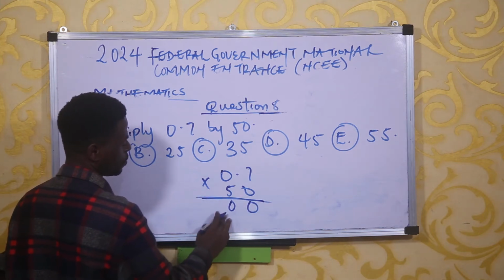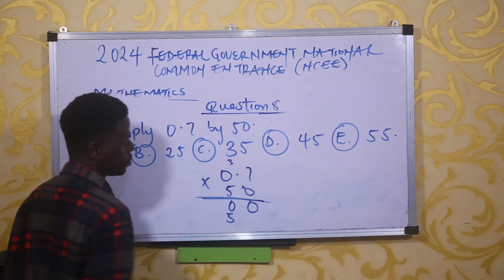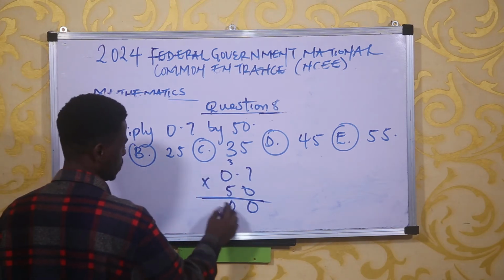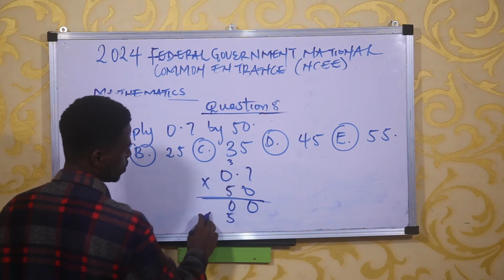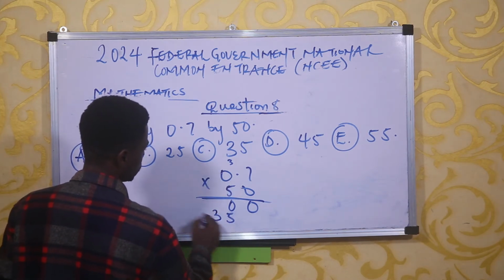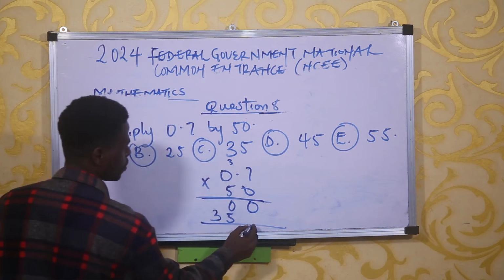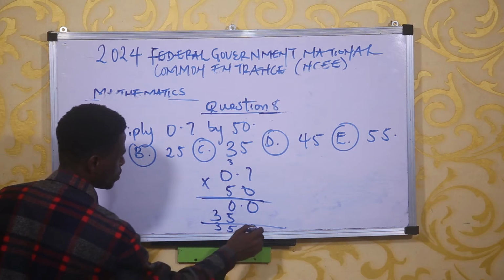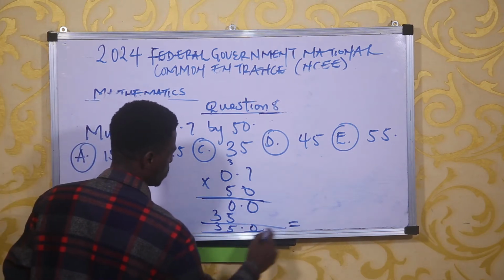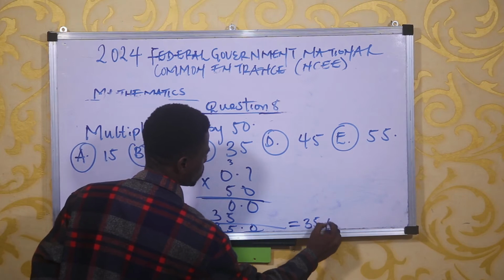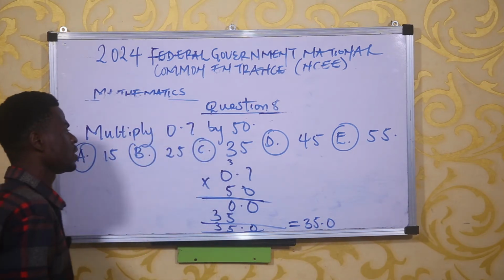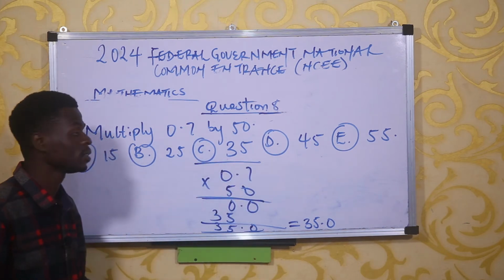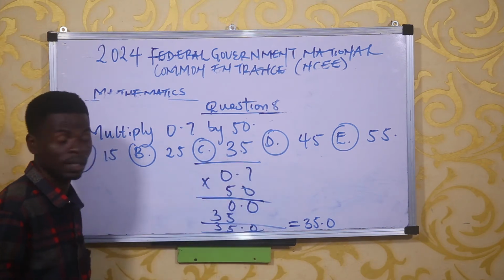Write your 5 down. Take your 3 up. Then 5 times 0 is 0, plus 3 is 3. So let's put the point here. Take note of that. Write your 5, write your 3. So let me write the answer here. We have 35.0. So our answer is 35.0, which is equivalent to 35. So our answer is 35. Thank you very much.